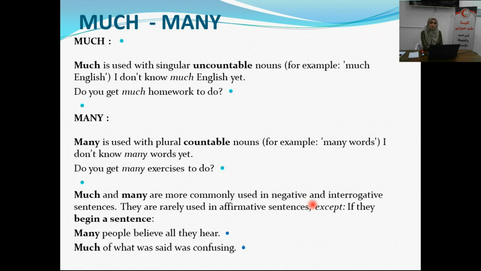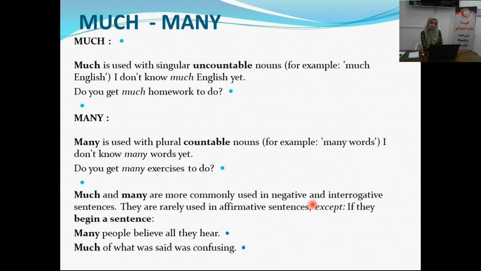"Much" and "many" are more commonly used in negative and interrogative sentences. They are rarely used in affirmative sentences, except if they begin a sentence. So the general rule for "many" and "much" is to be used with negative and interrogative. But the exception here is that they can be used with affirmative sentences, on condition that the sentence starts with "many" or "much."